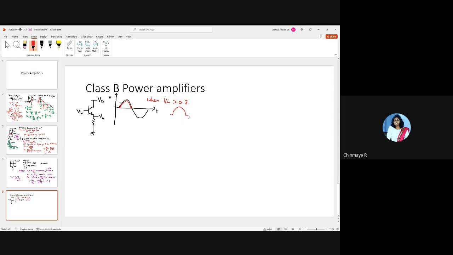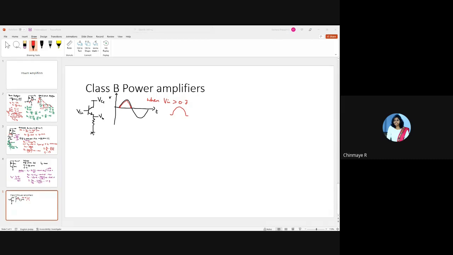Now, what will happen to the negative half cycle? What do you think will happen to the negative half cycle? Akash, Anand, are you there? Yes, ma'am. What do you think will happen in the negative half cycle?